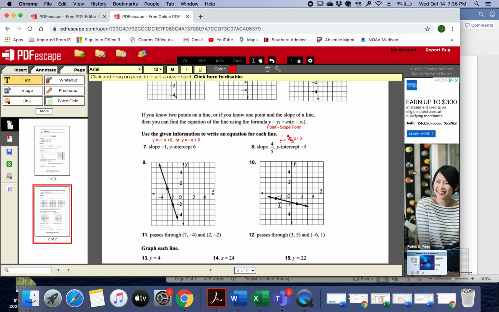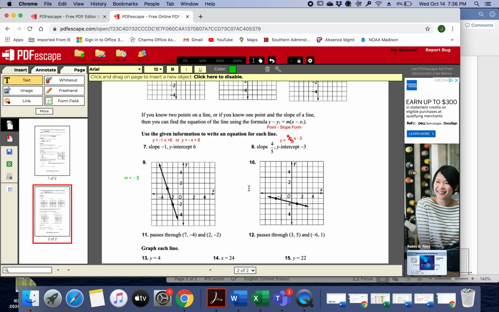For numbers 9 and 10, we're going to need to identify the slope and a point before we can do anything else. So let's switch colors here. Let's go green. Our slope, m, equals, from one point to the other, we go down 1, 2, 3, and over 1. Down 3 over 1, so we have negative 3 over 1. So the slope is simply negative 3.